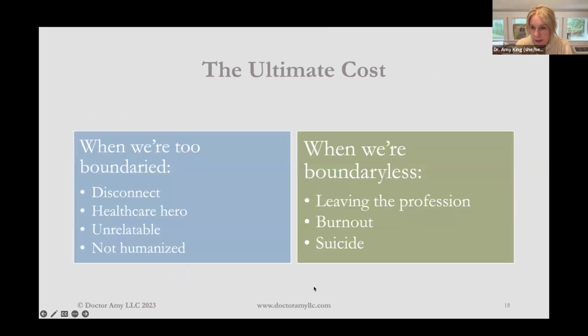There are costs to this. When we're too boundaried, we're disconnected from each other. We're labeled like a healthcare hero, which makes us unrelatable and not humanized. And when we're boundaryless, we are at risk for suicide, burnout, and leaving the profession.